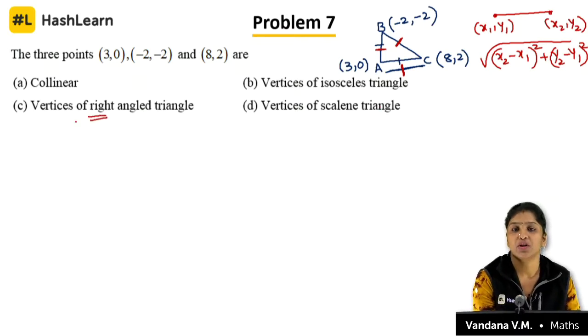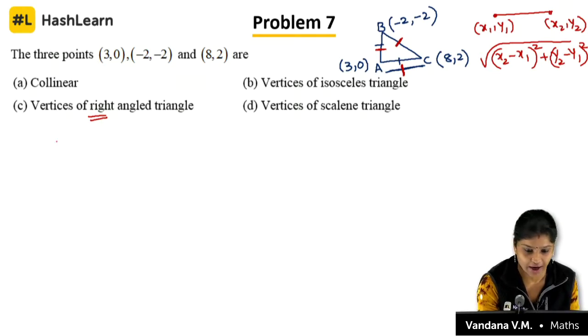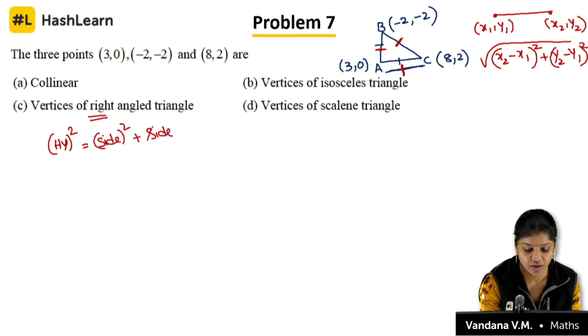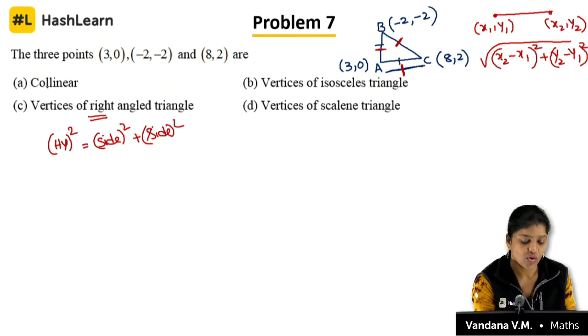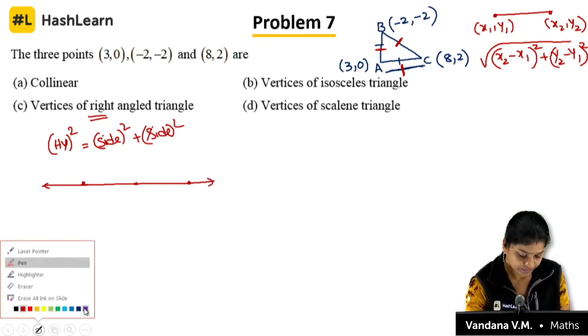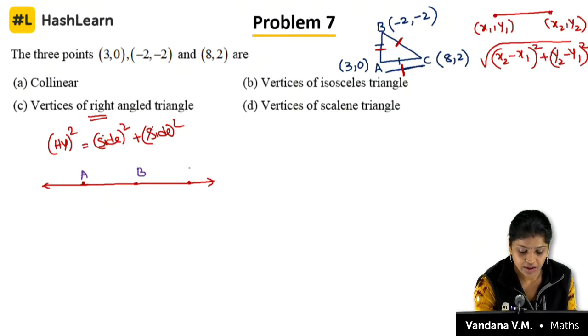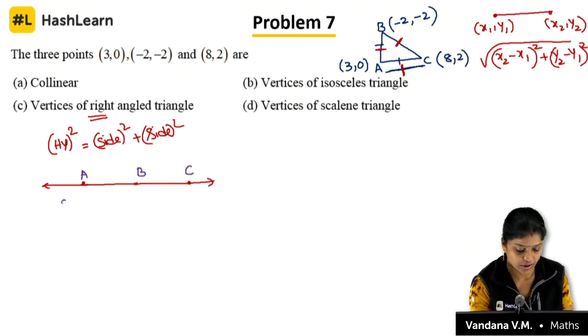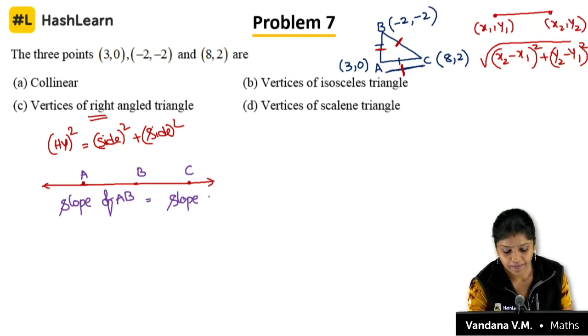And find the hypotenuse square. Whenever they are telling right angle triangle, hypotenuse square is equal to side square plus side square. If it follows that condition, then we will go for this. And what is collinear? Collinear means, I told you already, if 3 points are on the same line. What is the condition, children? A, B, C. The condition is that slope of AB must be equal to slope of BC.